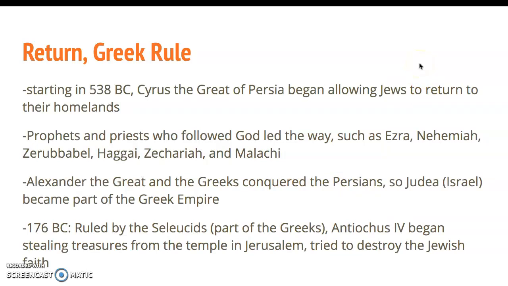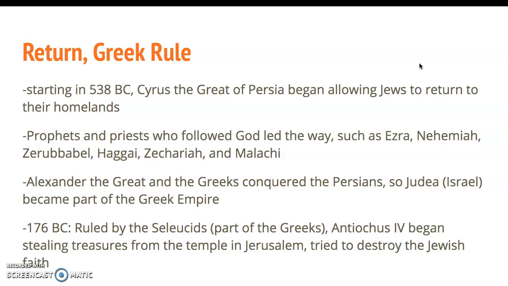Starting in 538, this is a return to Jewish rule time period. Cyrus the Great of Persia began allowing Jews to return to their homelands and start to rebuild Jerusalem and the surrounding areas in Israel. Prophets and priests who followed God led the way, such as Ezra, Nehemiah, Zerubbabel, Haggai, Zechariah, and Malachi. A lot of the lesser prophets, not in terms of their importance, just in terms of the length of their books that they wrote.